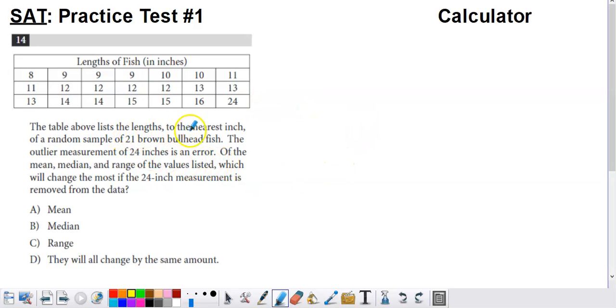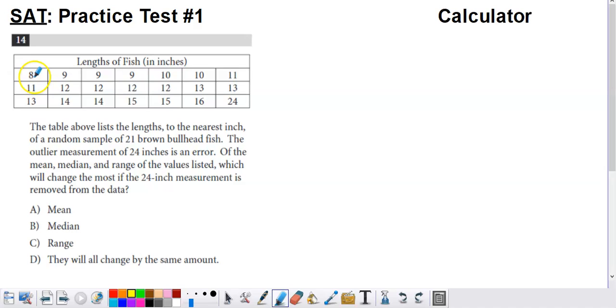The table lists the lengths to the nearest inch of a random sample of 21 brown bullhead fish. Makes sense. So 21 total fish represented here. The outlier measurement of 24 inches is an error. So if you've done anything with measures of central tendency, some basic statistics in the past, you've probably talked about outliers, a value that's just pretty different from the rest, right?